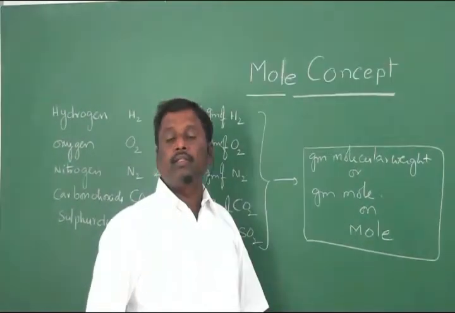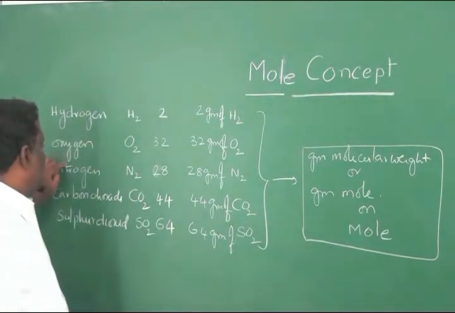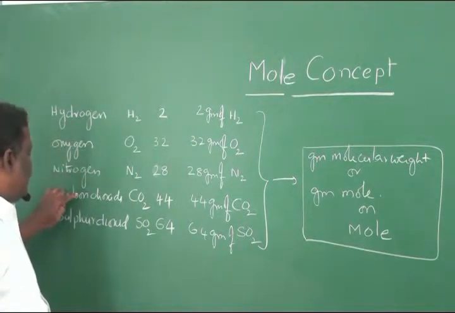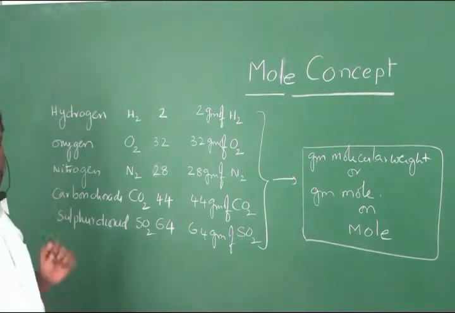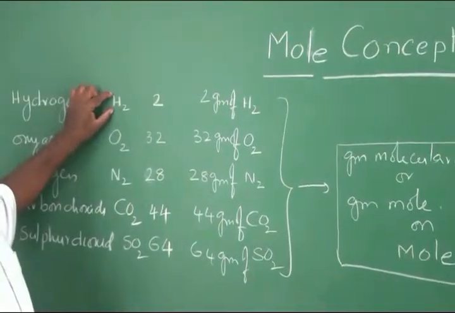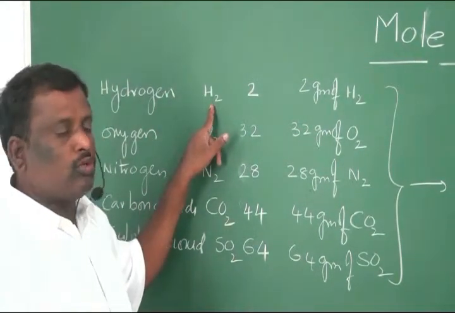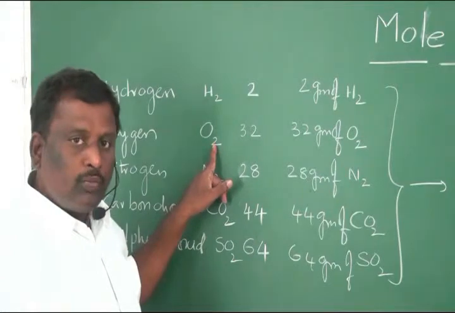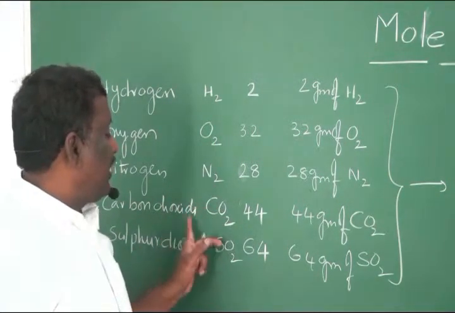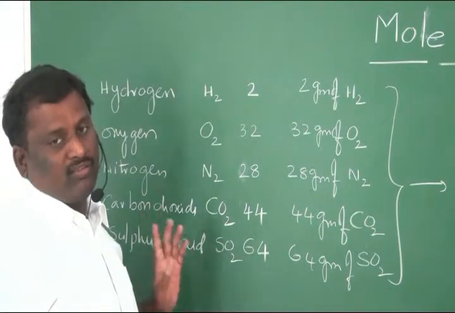So once again I repeat. See, look here. Here we have several compounds: hydrogen, oxygen, nitrogen, carbon dioxide, sulfur dioxide, etc. Each substance will exist like this. Hydrogen will exist as H2 molecules. Oxygen exists as O2 molecules. Nitrogen will exist as N2 molecules. Carbon dioxide will exist as CO2 molecules. Sulfur dioxide will exist as SO2 molecules.